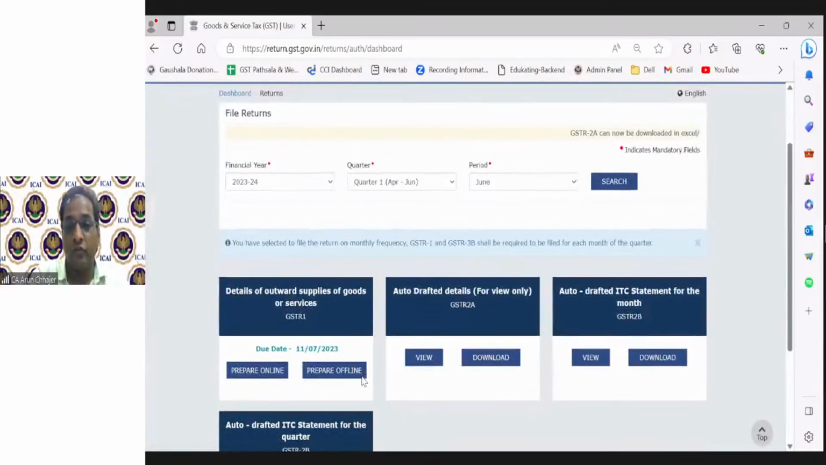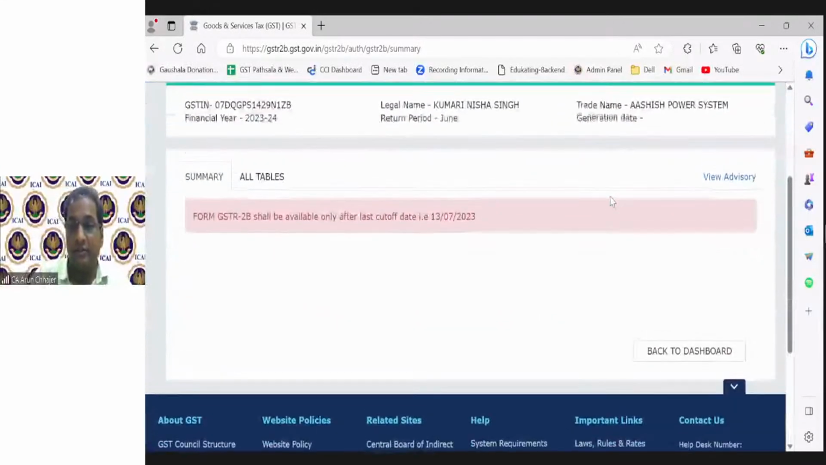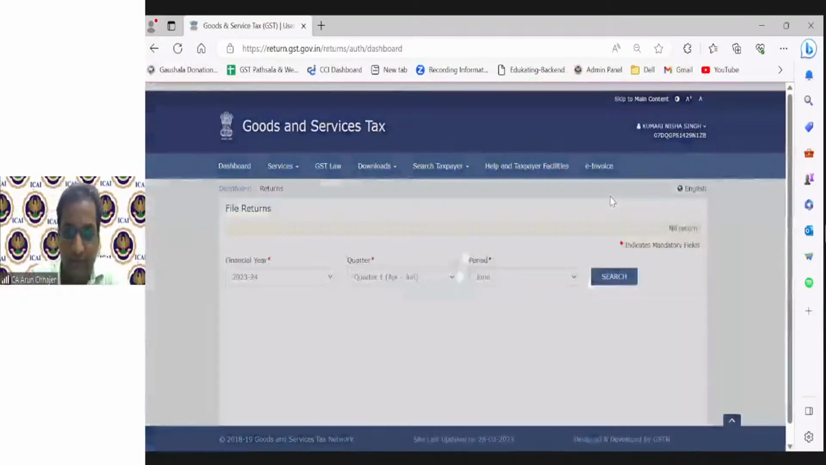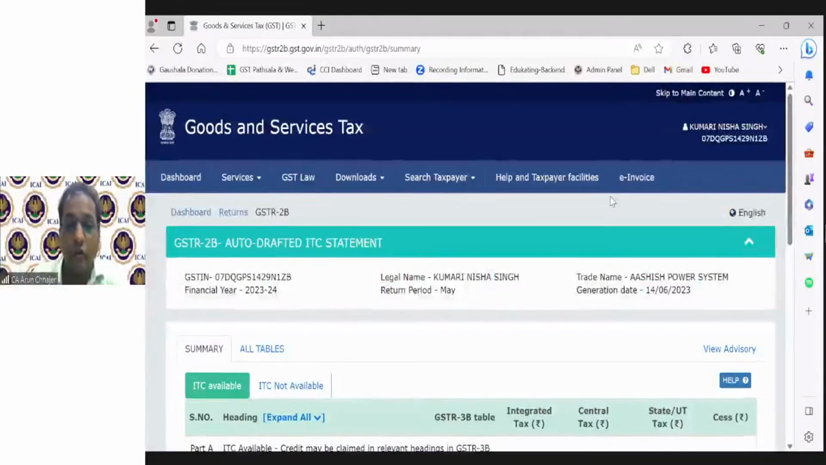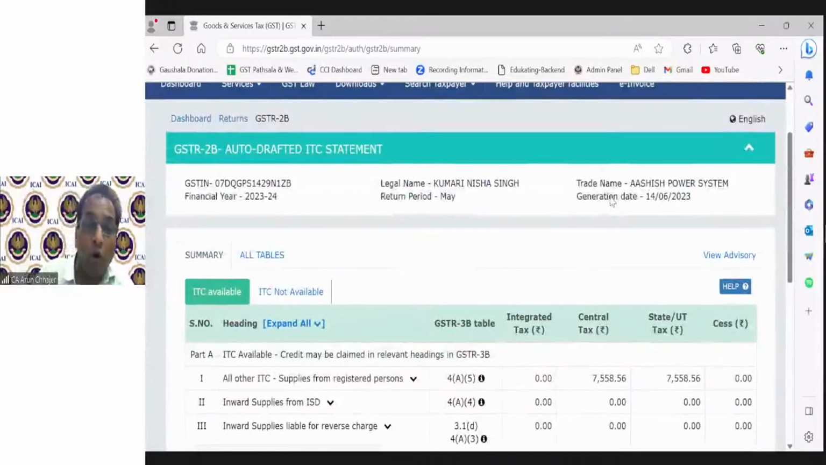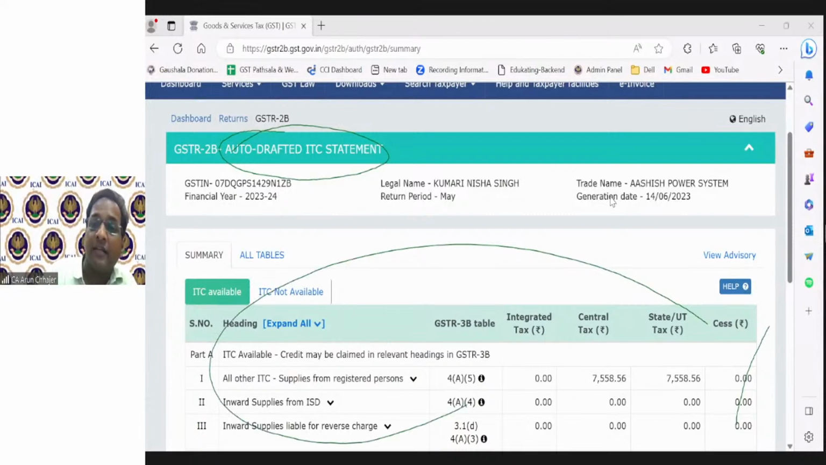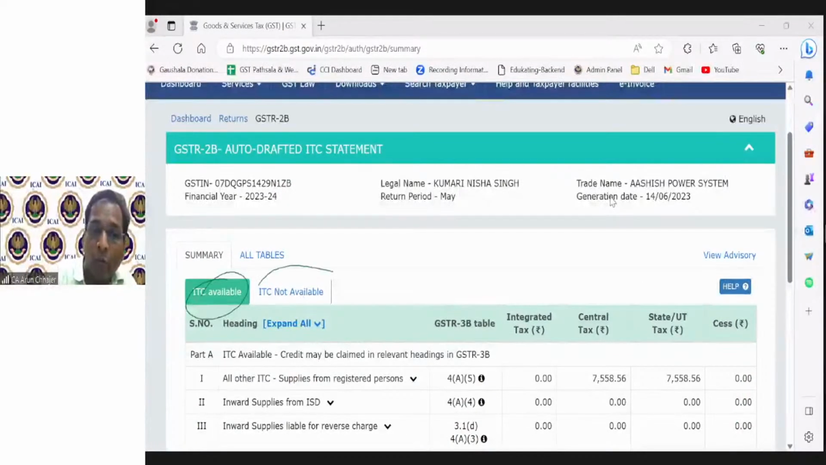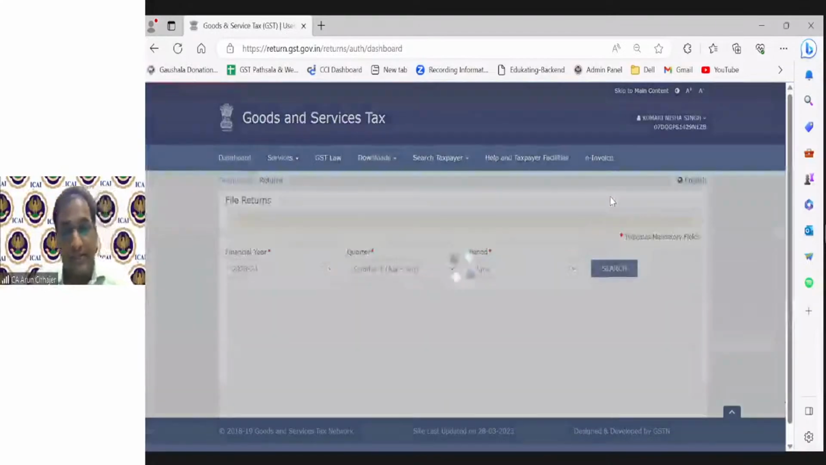Let me talk about GSTR2A and 2B. GSTR2B is the auto-drafted ITC statement. Let me see the last month. So you can see that GSTR2B is the auto-drafted ITC statement. You cannot make any changes. You can just view. This is only for viewing purposes, to see how much ITC is available and how much ITC is not available. Now let's move to the GSTR1.